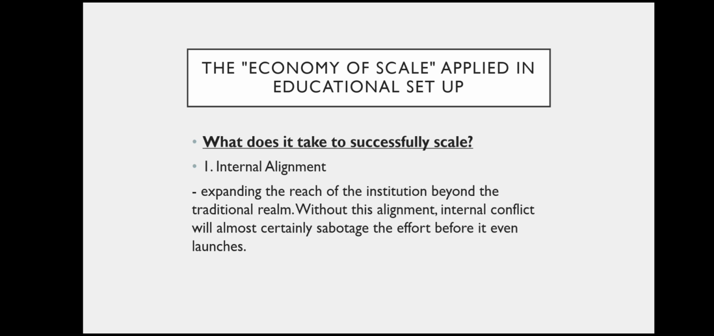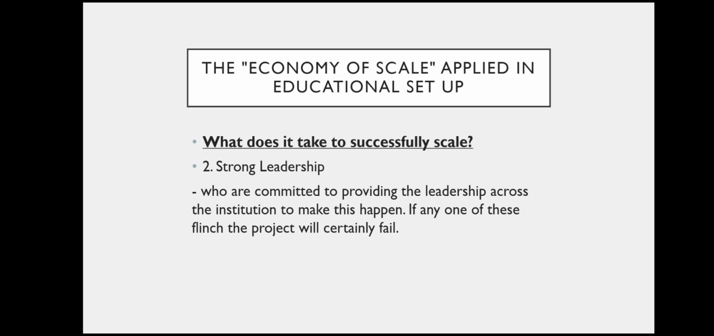So the first one, we have the internal alignment. So expanding the reach of the institution beyond the traditional realm. Without this alignment, internal conflict will almost certainly sabotage the effort before it even launches. So there's a problem if they don't have the internal alignment. So it should always be aligned in the educational setup in terms of the economy.